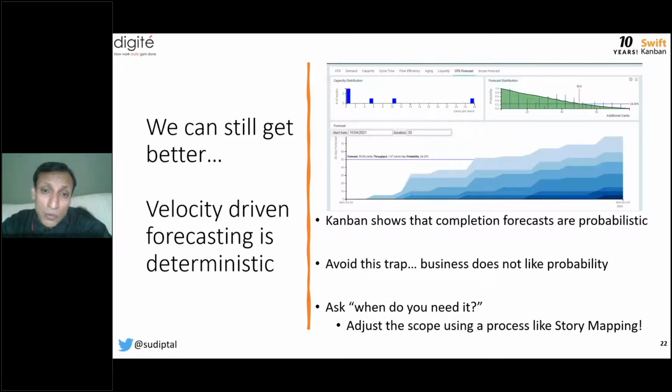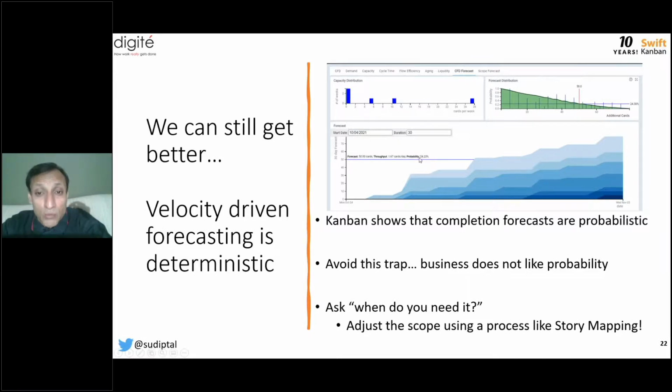Kanban teaches us the approach to say, hey, look at the lead time distribution. In this case, this is my lead time distribution curve. Look at the lead time distribution and understand that for that given forecast, what is the associated probability? So if you look at this as an example, my probability of being able to deliver 50 cards within the next 30 days is only about 25%.